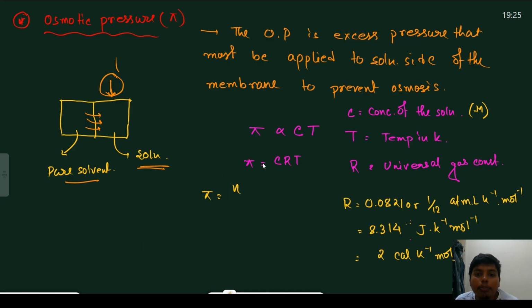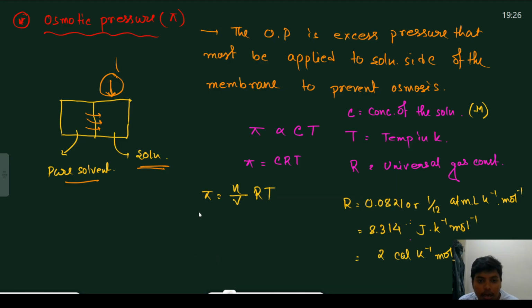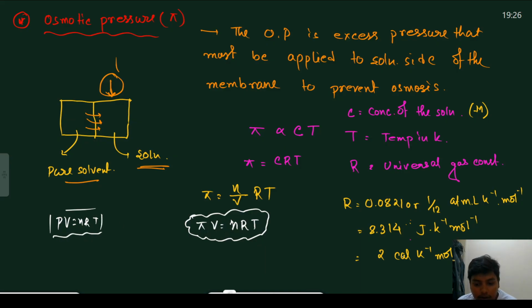Okay listen, so concentration is equal to number of moles by volume, yes or no? Concentration equal to number of moles by volume into R into T, clear or not? Now I can write this as pi V is equal to nRT. It seems like something you can remember, no? Similar to PV equal to nRT, we use this for ideal gas, but this is osmotic pressure, it's quite different. We are using this for solution, understood or not?